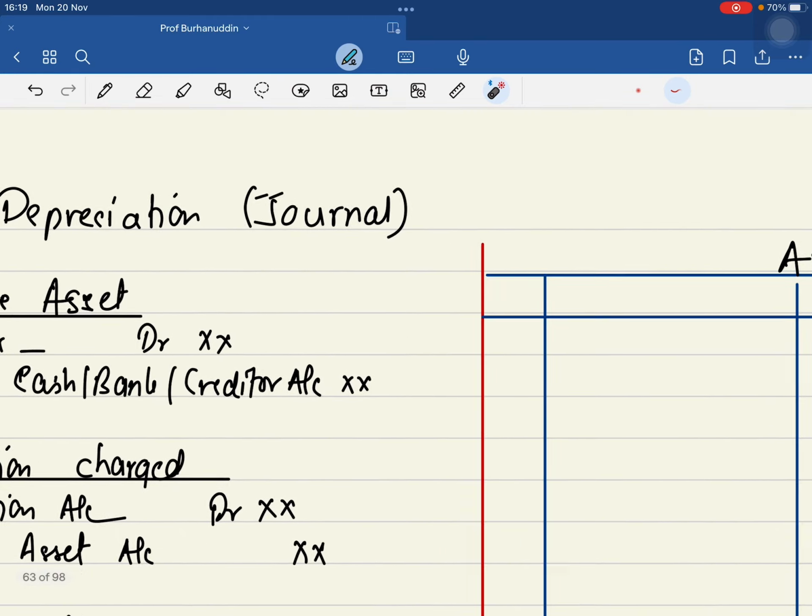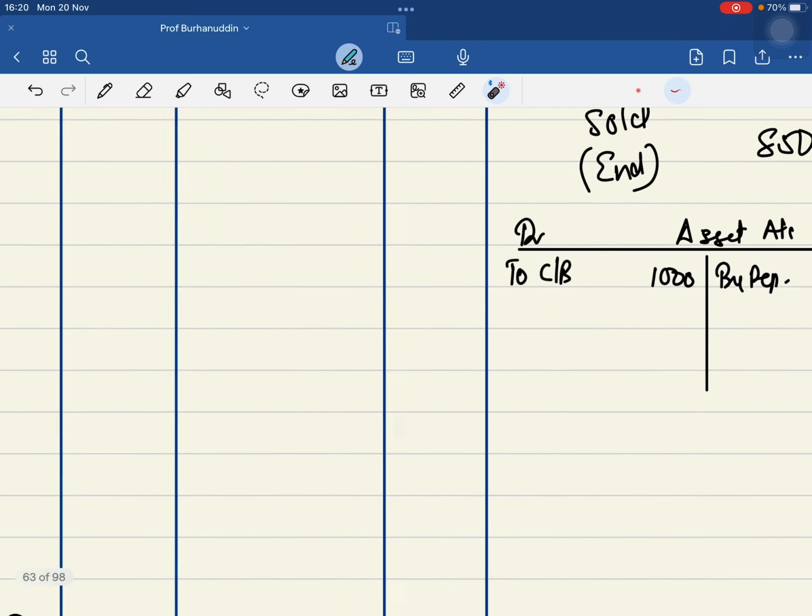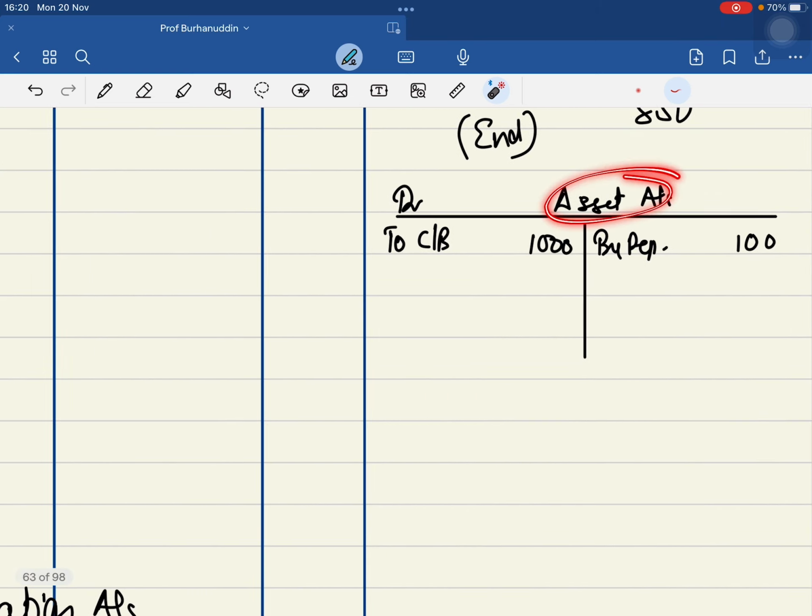The second is charging depreciation. So depreciation account debit to asset account. So here the asset is credited. On the credit side of the asset, it is written: by depreciation 100 rupees. Understanding it? Sure?